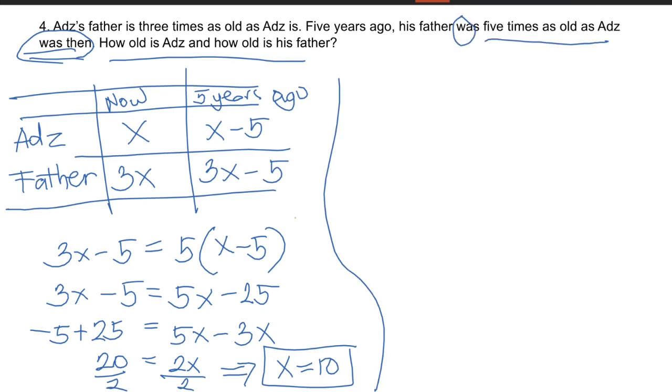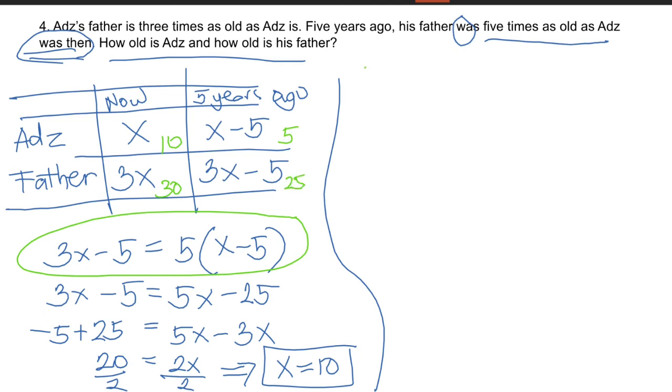Now let's check if our answer is correct. We will be using this equation just to check. We have determined already the value of x, which is Ad's age, and we multiply this by 3, so 30. The age of the father is 30 and the age of Ad is 10. So 5 years ago, Ad was 5 and his father was 25.